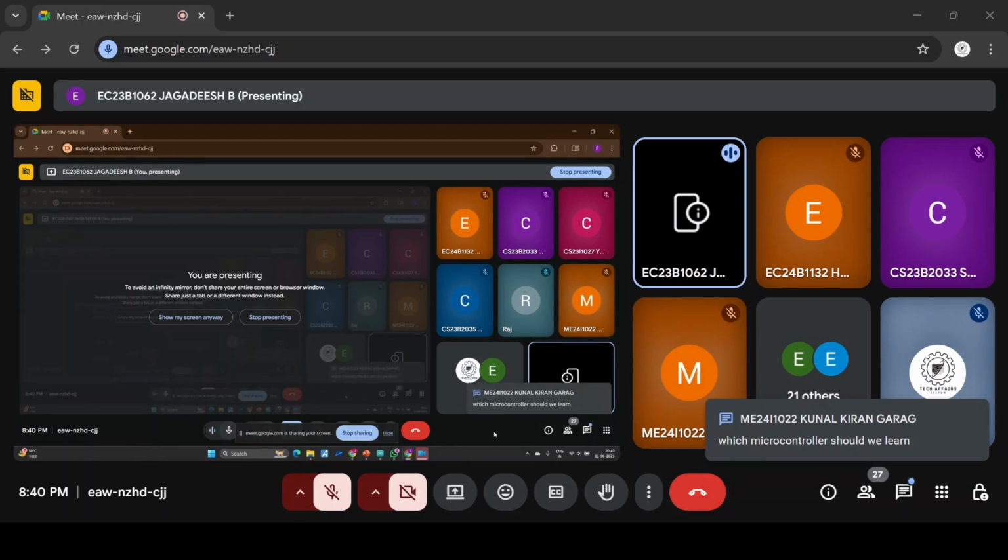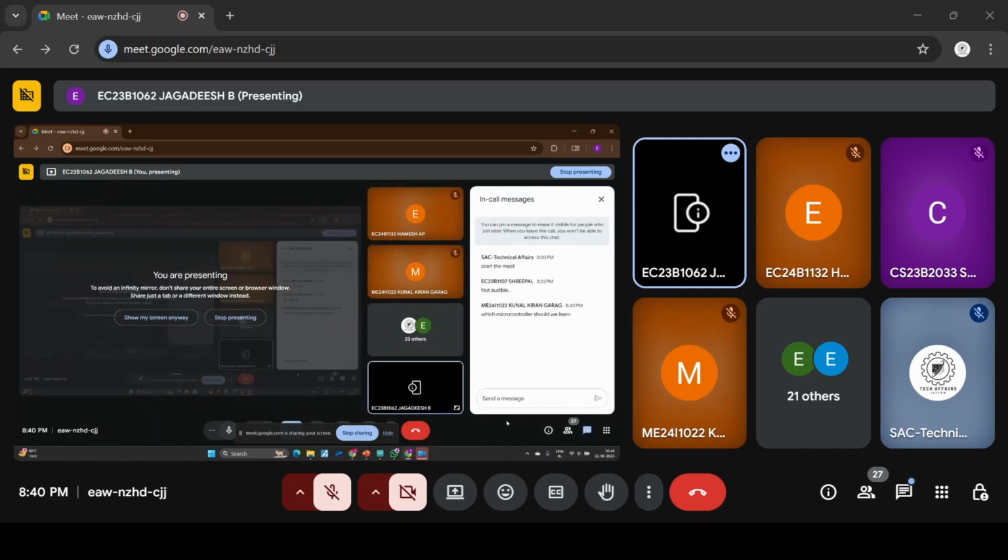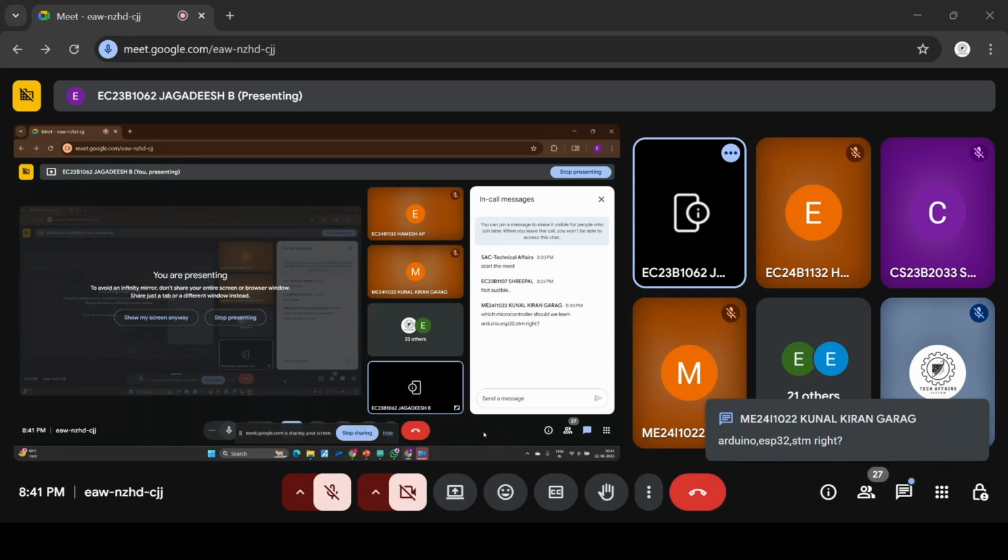Which microcontroller should we learn? If you are really starting right now, you can go for Arduino, which is really user friendly and easier. Then you can go for either Arduino or ESP, then you can jump to STM. STM is really good. In most industries, they are currently using that only. Yeah, Arduino, ESP or STM, or you can go directly to ESP and STM, no problem.